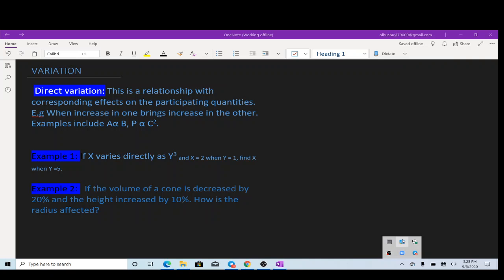In this particular video, I will streamline what we do here to just direct relationship with a few examples. Then in subsequent videos we will talk about other types of variation. Now quickly, let's get to business.